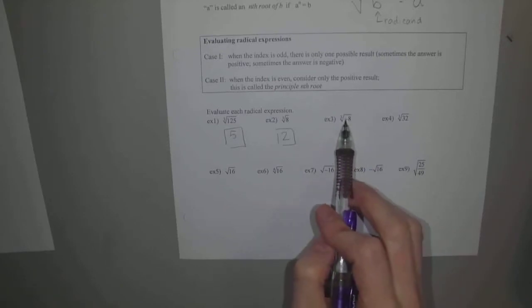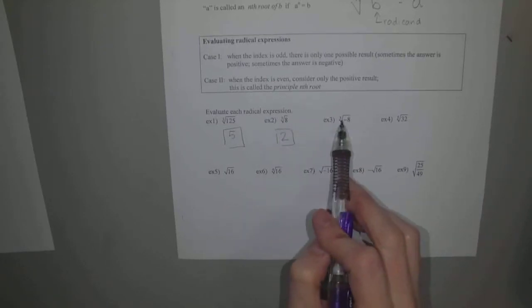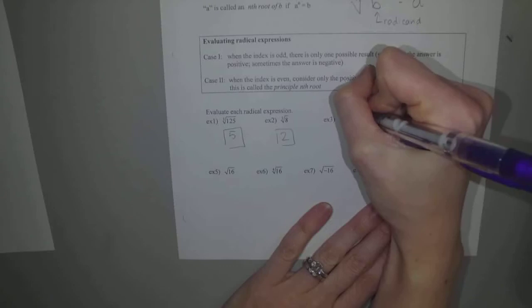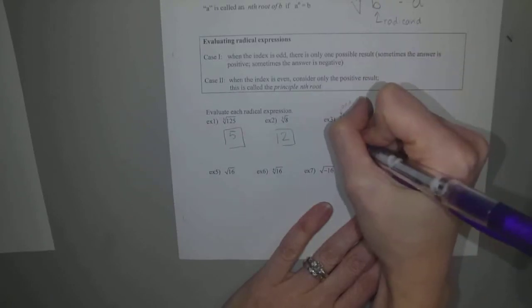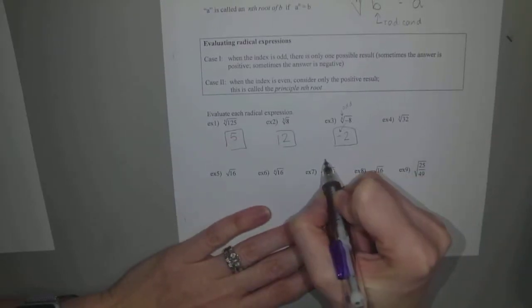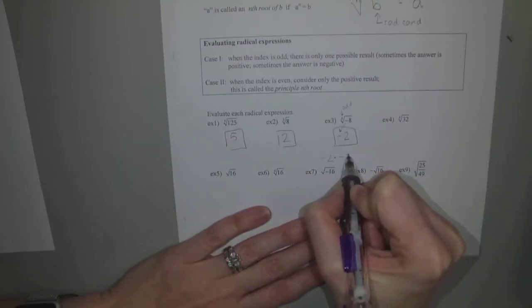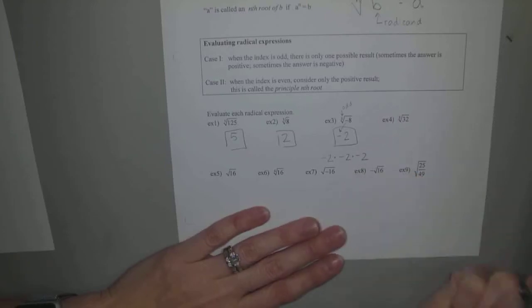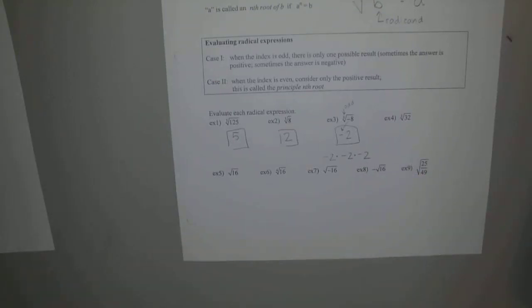So this is what I was talking about, negatives. Whenever you have an odd index, so this is an odd index, a negative's going to pop out. Why? Because negative 2 times negative 2 times negative 2 will be a negative number, right? Negative 2 times negative 2 will be 4, but then what's 4 times negative 2? Negative 8. So if you have an odd index, negatives will pop out from there. Not always the case with evens, okay?